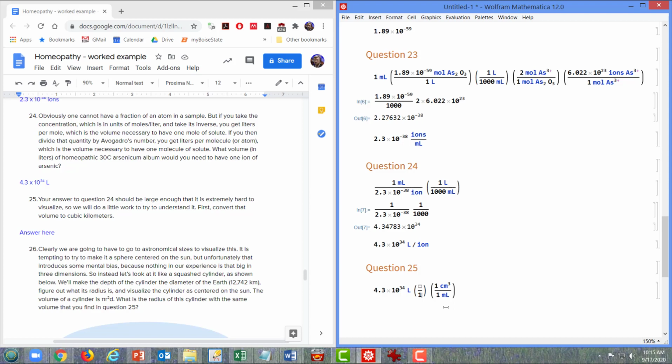So we have 1 liter is 1,000 milliliters. We now have the liters cancel, milliliters cancel, and we're left in cubic centimeters, but we are now trying to find cubic kilometers. Okay, so we know that there are 100 centimeters in 1 meter, but we need 3 of those because centimeters is cubed.